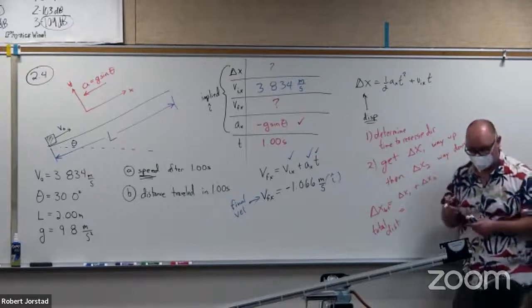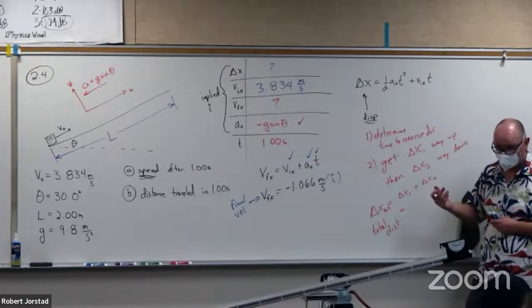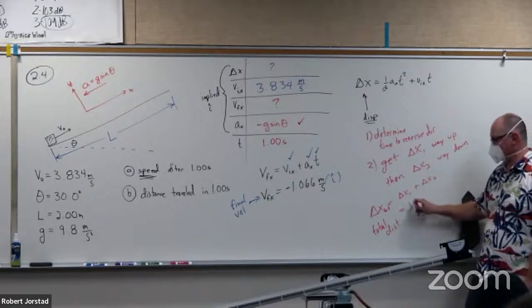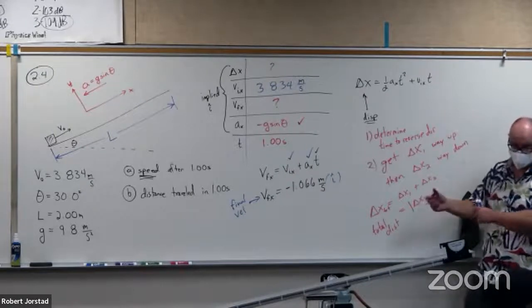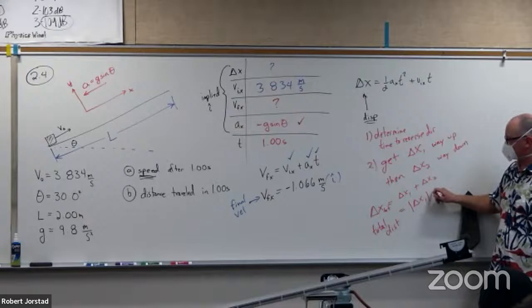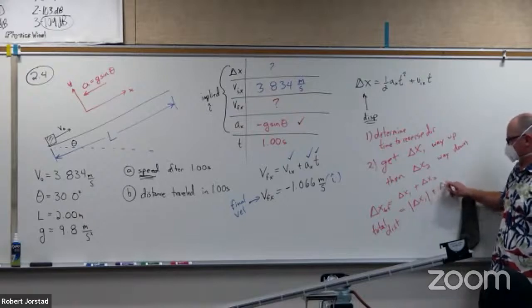But what's the total distance traveled? It's not that. The absolute value. You've got to absolute value that, because one of them is going to be negative, because one of them is on the way down. Don't you love physics? Get out of here.